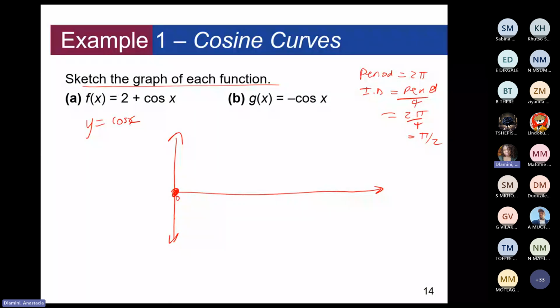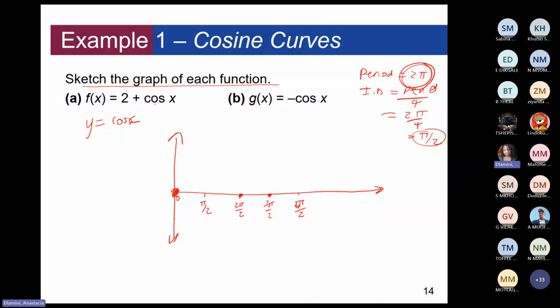We add the ID, and we come and say this is pi over 2. Then from pi over 2, we add another ID, which is pi over 2. We get 2 pi over 2, which is pi. And then we add another pi over 2 to this point. We get 3 pi over 2. We add another pi over 2 from this point, and then we get 4 pi over 2, which is 2 pi, because the period is 2 pi. Are we all together at that point?